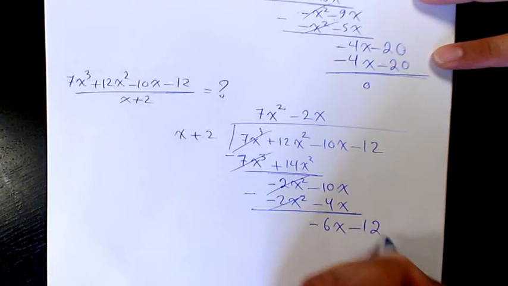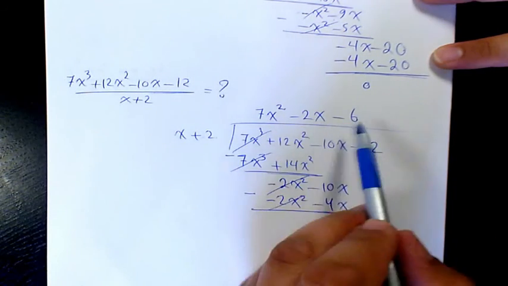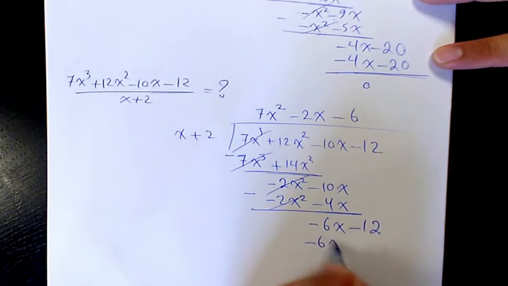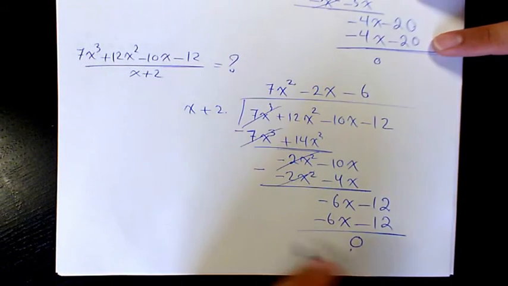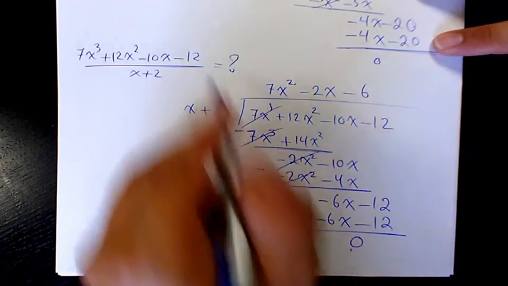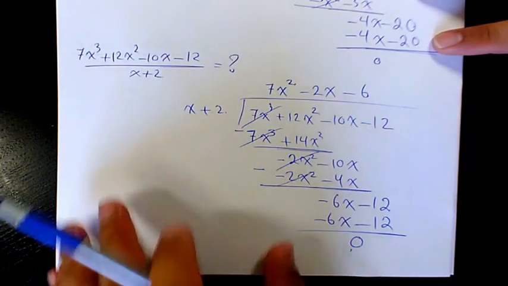Bring the next one down, negative 12. Negative 6x divided by x is going to be negative 6. Negative 6 times x is going to be negative 6x. Negative 6 times 2 is going to be negative 12. When you subtract it, it's going to be 0. That's it. The remainder is 0 as well. So the answer to this question is going to be 7x squared minus 2x minus 6.